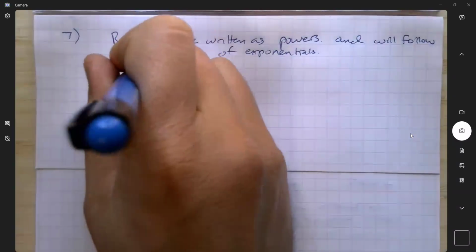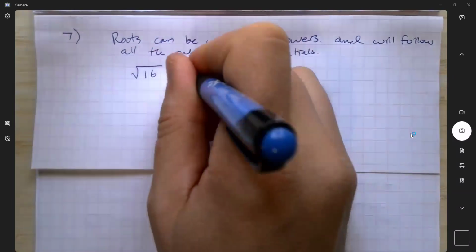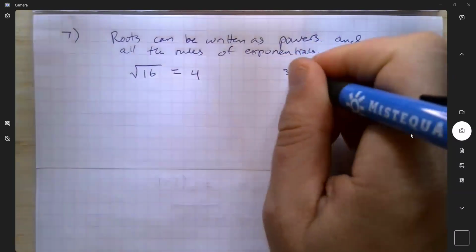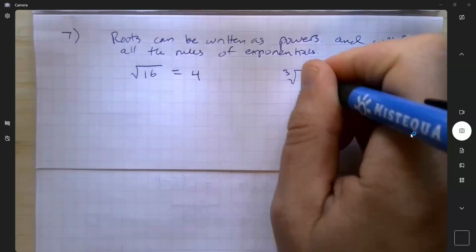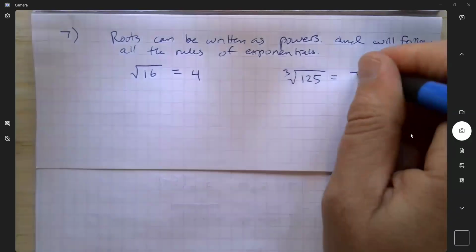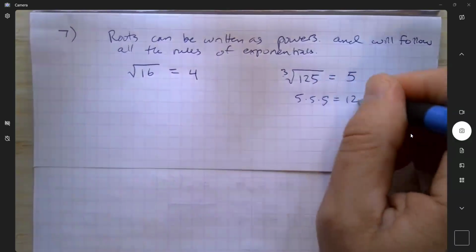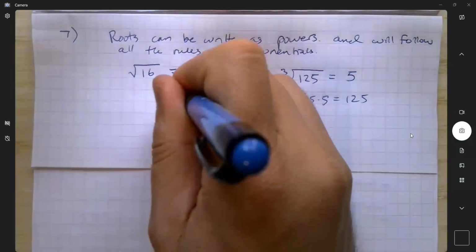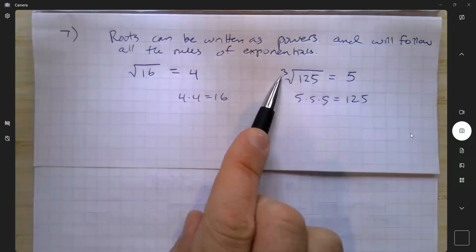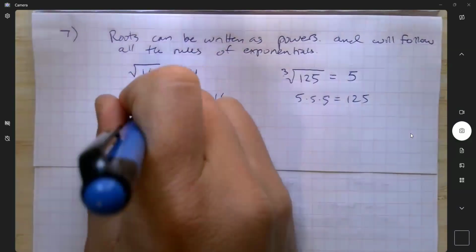A root is something like a square root of 16, which is the number you multiply by itself to equal 16, so that's 4. Or I could have the cubed root of 125. That's the number you multiply by itself 3 times to equal 125. And that's 5 because 5 times 5 times 5 equals 125. And here 4 times 4 equals 16. So these are roots, and you indicate the root with the number there. And if there's no number, it implies that it's the square root because it's the most common root.